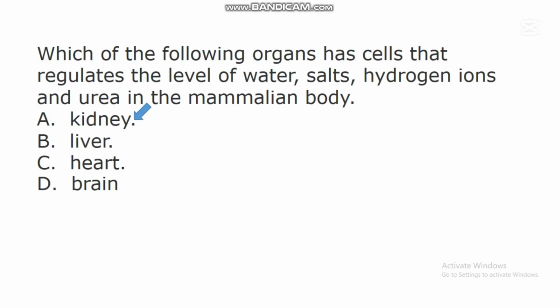Kidney. Studies have shown that the kidney cells have the ability of regulating water, salt, hydrogen ions and even urea in the body of mammals. They have the ability of regulating salts, hydrogen ions, and waste products of body metabolism known as urea in the mammalian body. If these kidney cells fail to do this job, there will be issues in the body system.